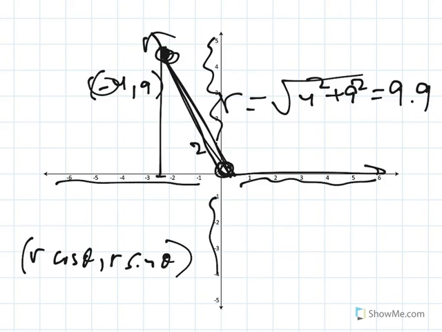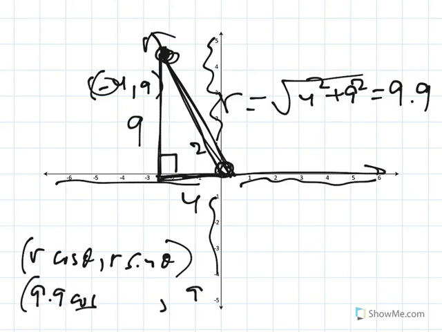If you want, you could draw on this right triangle. You can see why r is using 4 and 9, and we don't need to use the negative 4. This length is actually 4. So that's part of our answer: 9.9 cosine, comma 9.9 sine.